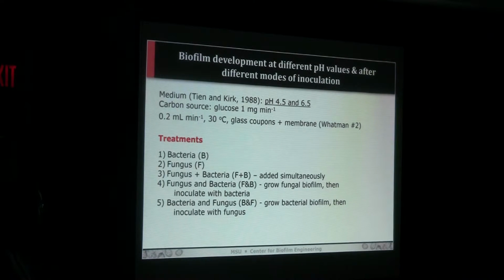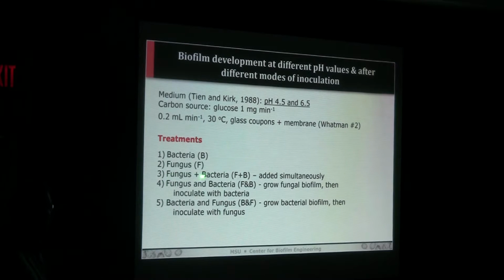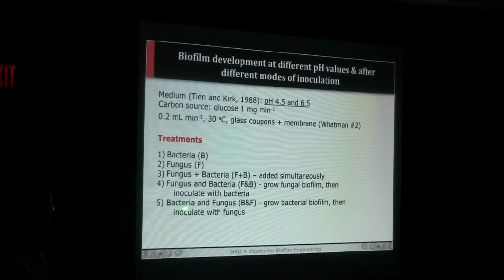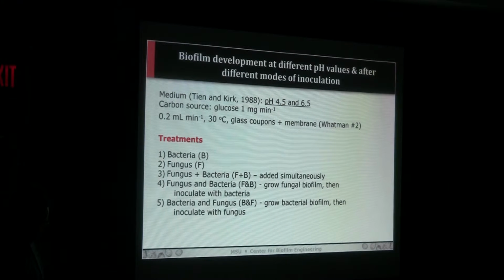So then, this is really where the interesting part now comes in, looking at multi-kingdom, multi-species biofilms. We chose, again, the same organisms, Phanerochaete chrysosporium and Pseudomonas putida. We grew them at 2 different pH values, and we used different treatments and different inoculation methods. So in one case, we grew them simultaneously. In another case, we pre-grew the fungus, then added the bacteria, then pre-grew a bacterial biofilm and added the fungus. And again, we did this at various pH values.